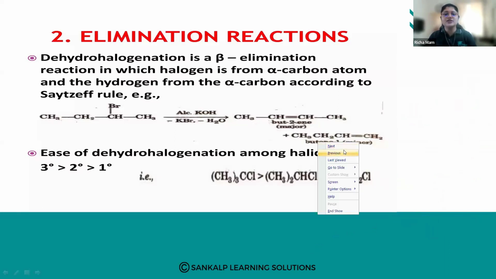So this is the elimination reaction. If you have more than one beta carbon, then you have to follow which rule? Saytzeff rule. Saytzeff rule states what? The removal of hydrogen will be such that the product formed is the more substituted alkene. So this is the elimination reaction. Let us go for the next one.